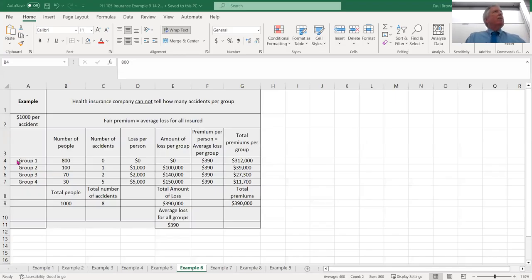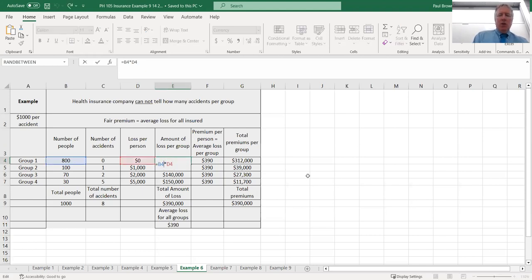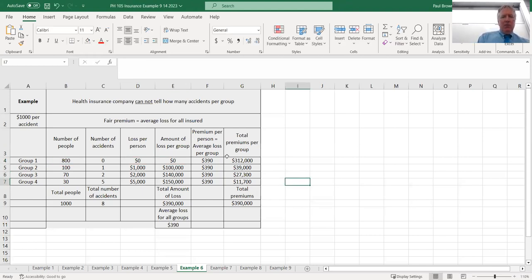If group one here, they're a low risk and they know they're a low risk, then they're going to be paying 390 and yet their expected cost is zero. So they sort of feel like they're getting screwed. Well, not getting screwed, they're just paying more than their expected loss is going to be. Whereas group four, their expected cost is 5,000 and they're paying 390. So they're paying less in premiums than what it's expected to cost them.